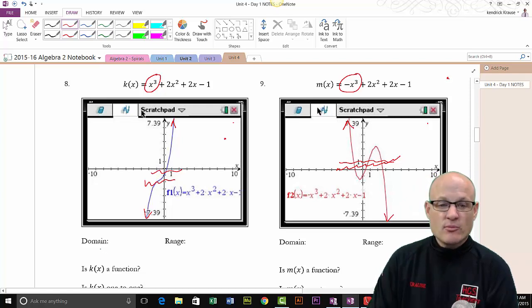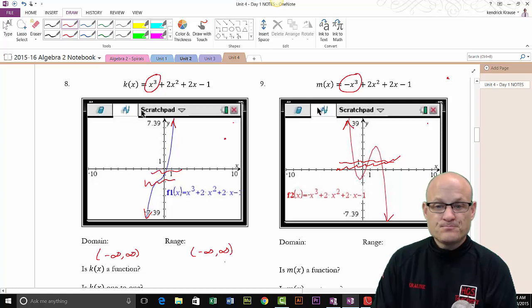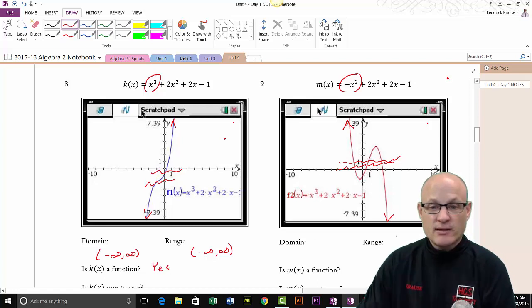All right, let's talk about this one. Domain, -infinity, +infinity. Range, -infinity, +infinity. Is it a function? In this case, yes, it is a function. Sometimes cubics are functions, sometimes they are not.